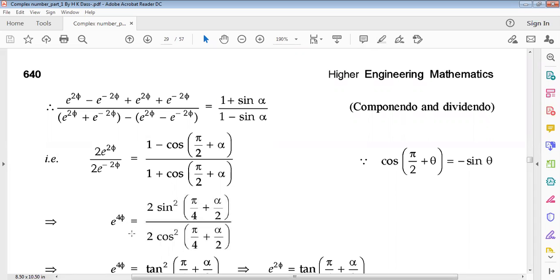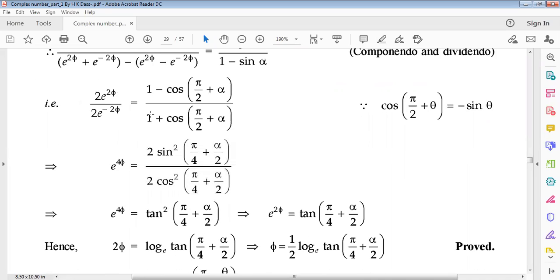e to the power 4 pi equals... 1 minus cos 2a formula, what will be? 2 sin square a. 1 plus cos 2a formula, 2 cos square a. What is M? 2 into this divided by 2, 2 into pi by 4 plus alpha by 2. 2 into that means 1 minus cos 2a formula, 2 sin square a; 1 plus cos 2a formula, 2 cos square a. 2 will cancel, and this means tan square.